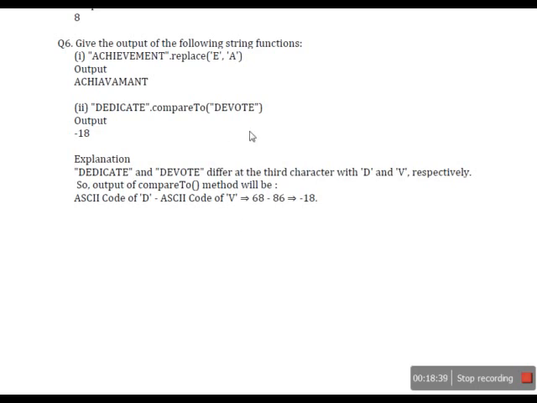Now after this, we are using the compareTo method to compare the string dedicate with devote. As I have already told you, you will be required to compare it with the ASCII values. So first we compare the values, and then we subtract. So 68 minus 86 will be minus 18. So this value will be returned.